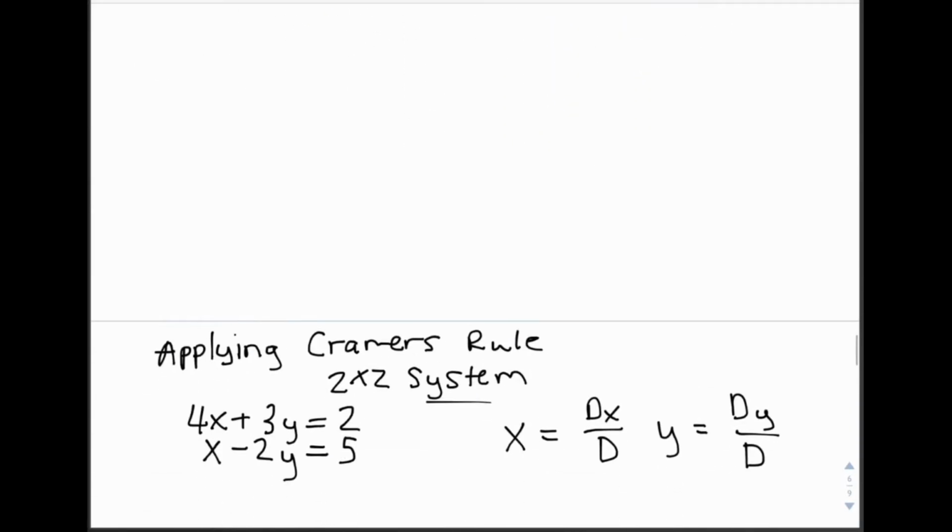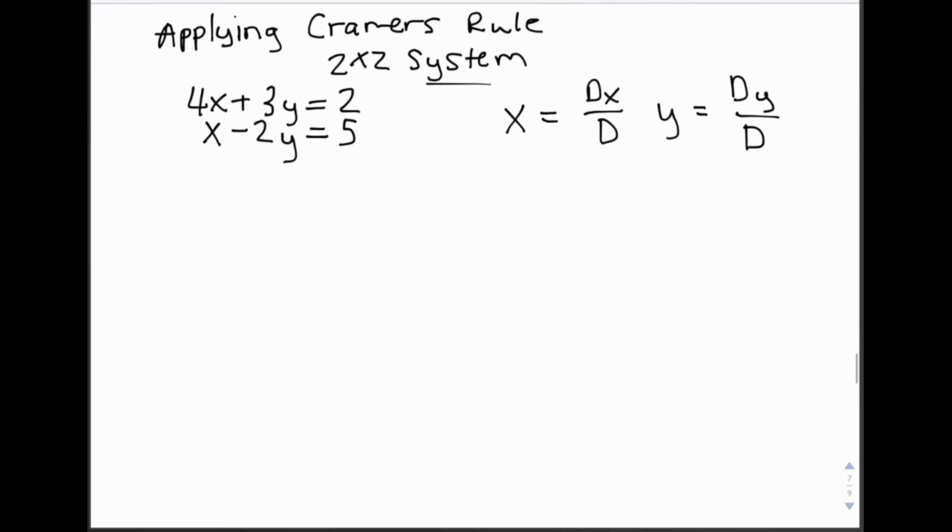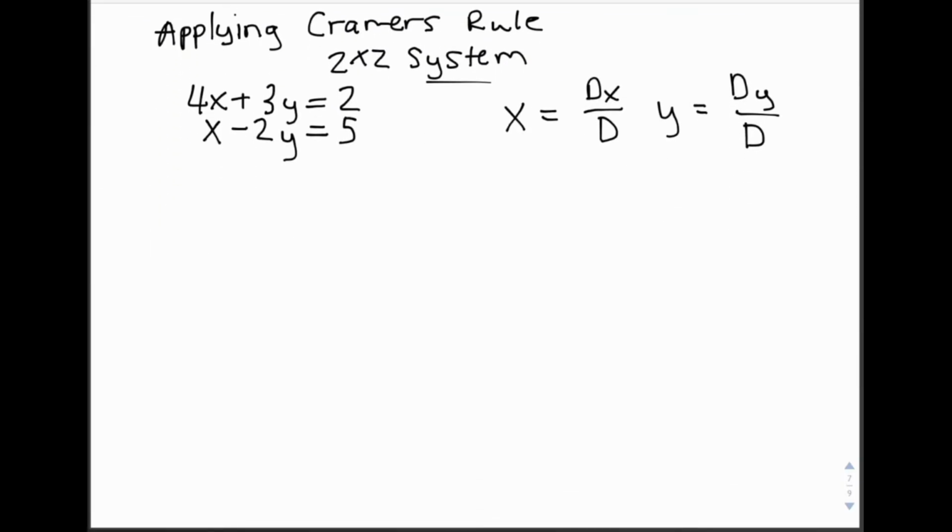So let's go ahead and look at an example of applying Cramer's rule to a 2x2 system. We are given the following system: 4x plus 3y is equal to 2, and x minus 2y is equal to 5. Again, we know x is equal to the determinant of x divided by the determinant, and y is equal to the determinant of y divided by the determinant. So let's go ahead and try to find the determinant first, and then we can move on to x and y.